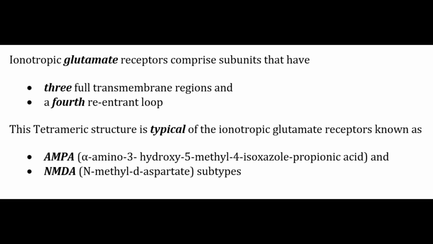Tetrameric subtypes. The ionotropic glutamate receptors comprise subunits that have 3 full transmembrane regions and a 4th reentrant loop. This tetrameric structure is typical of the ionotropic glutamate receptors known as AMPA and NMDA.